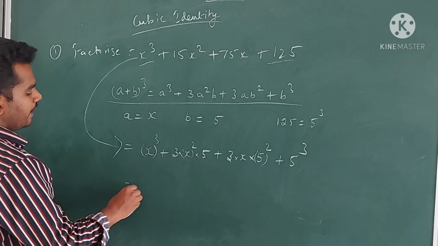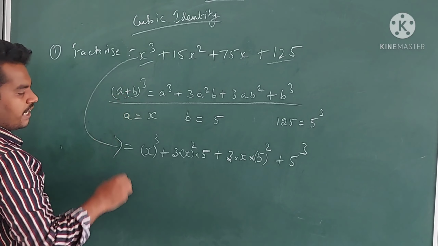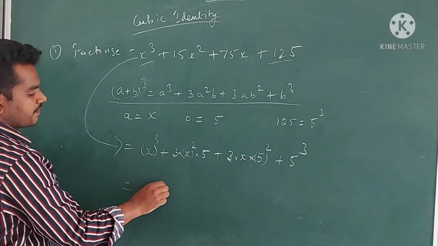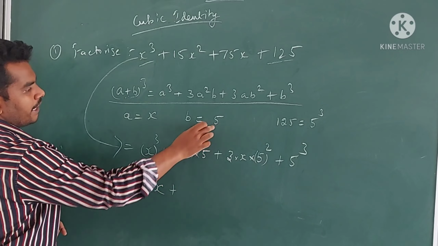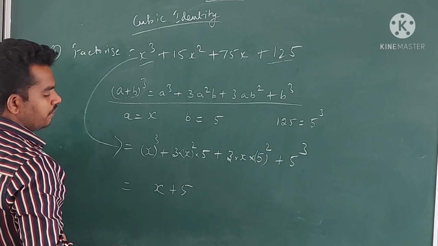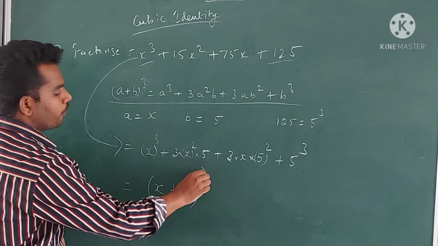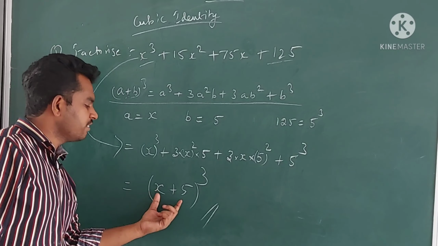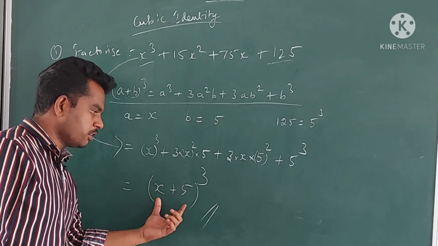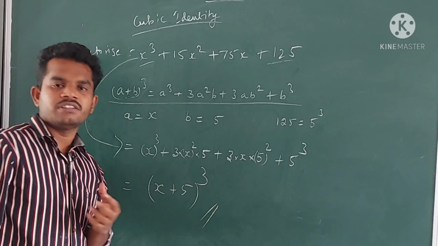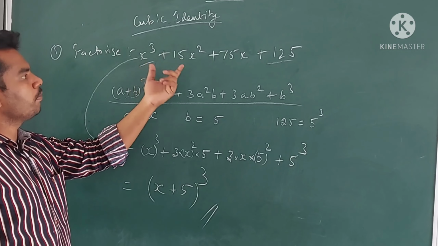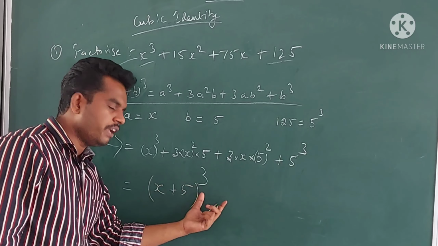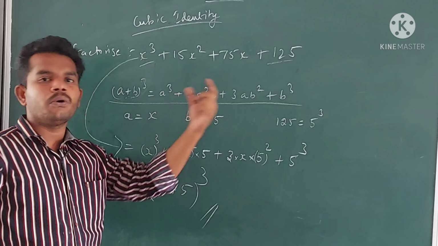Now you can write the left hand side. What is the left hand side? a plus b the whole cube. Here what is the a value? x. What is the b value? 5. So x plus 5 the whole cube. That's all. The factors for x cube plus 15x square plus 75x plus 125 are x plus 5, x plus 5, x plus 5, or x plus 5 the whole cube.